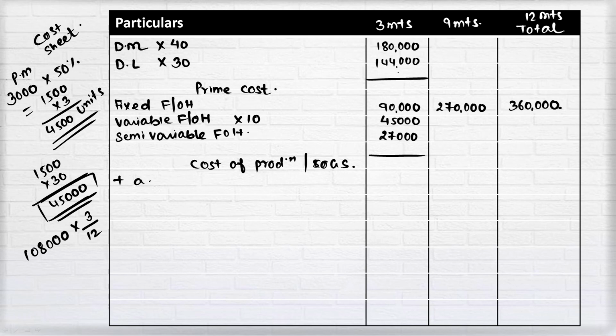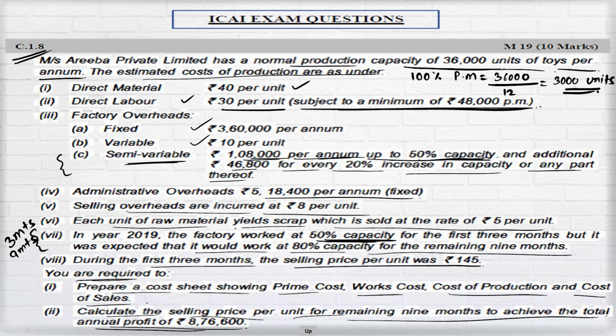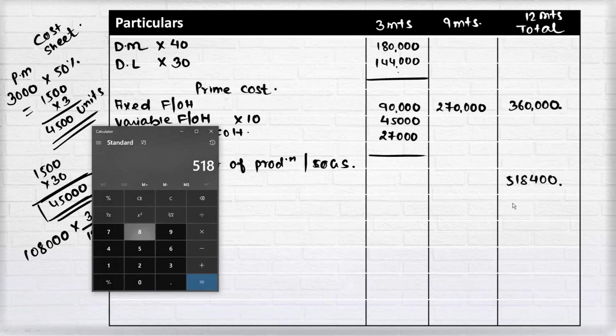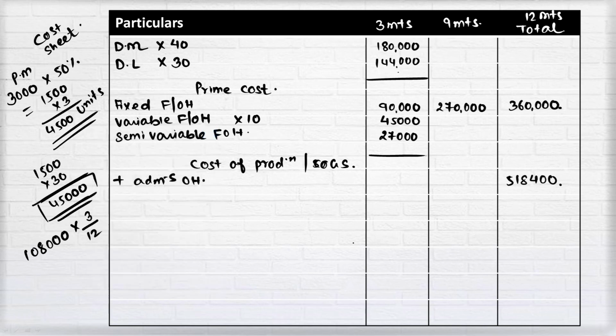Plus administrative overhead, which they have given, 5,18,400 per annum. My 3 months will be 5,18,400 into 3 divided by 12, which is 1,29,600.